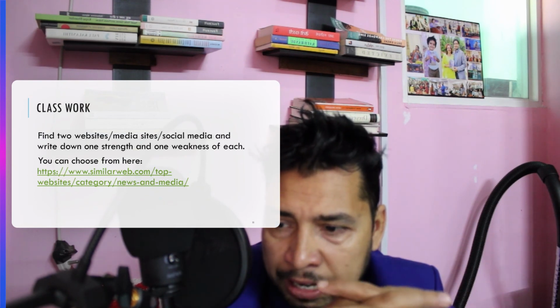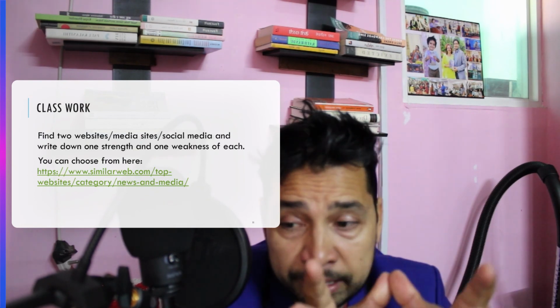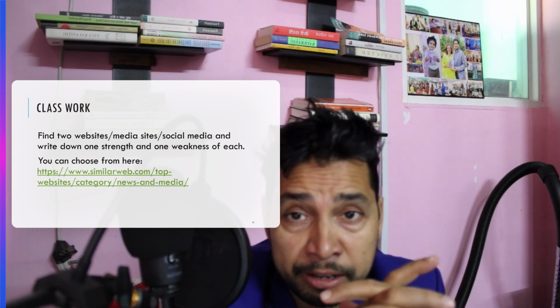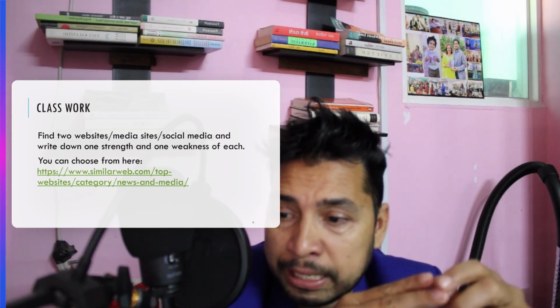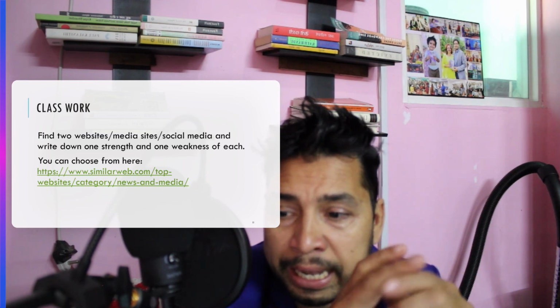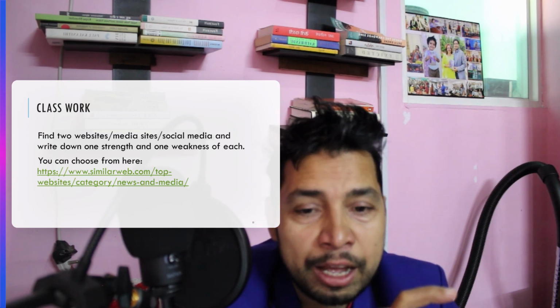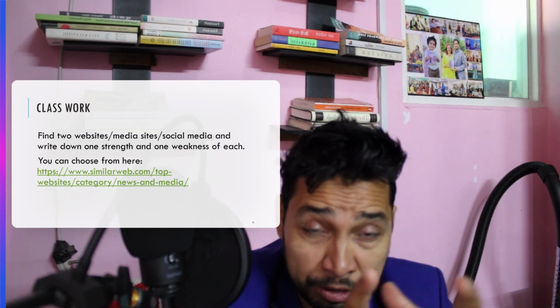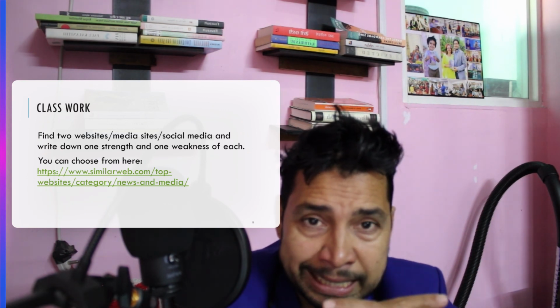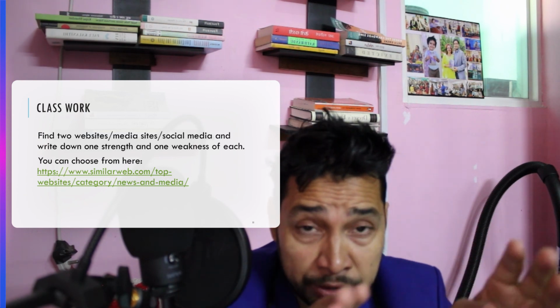And here is a classwork for you. Maybe this is also a homework assignment for you as well. Find two websites, media sites, or social media, and write down one strength and one weakness of each. Based on the credibility of sources and the readings I have posted to Georgia View, please go back to your readings and find two different websites.